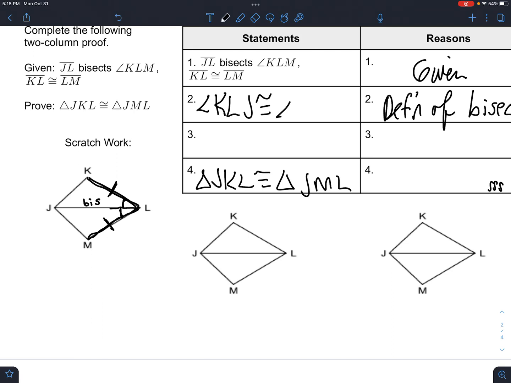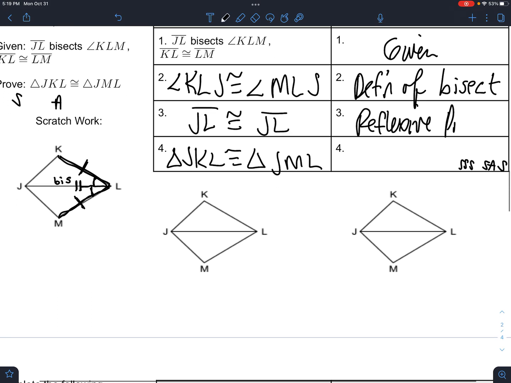Okay? So that would be angles KLJ and MLJ. So we have an angle. We got an angle and we have some sides. Let's see. Anything else that could be equal? With an angle on the side, we're hoping for another side. And we don't know anything about JK, but we do know that this JL is congruent to itself by the reflexive property.